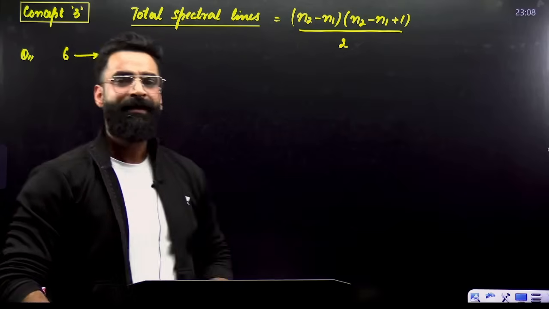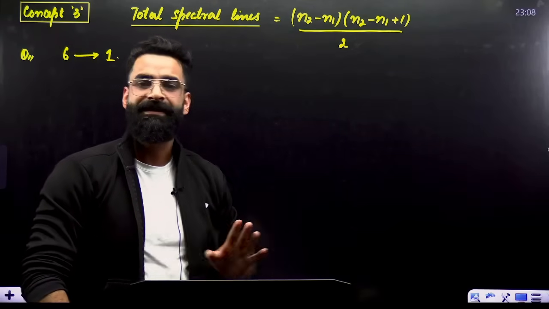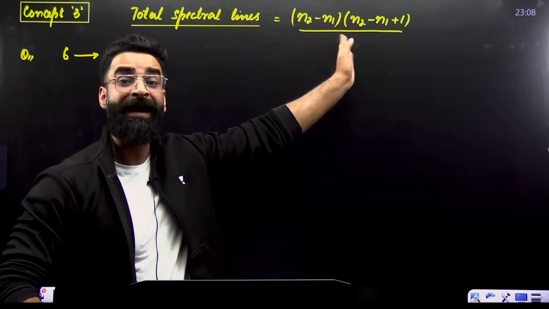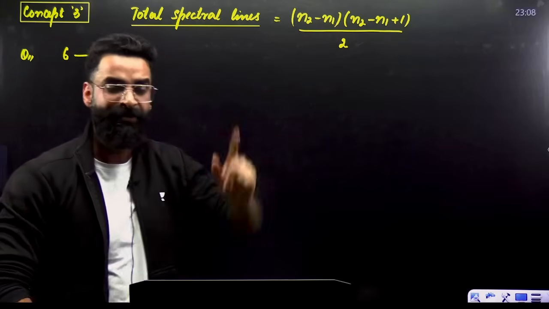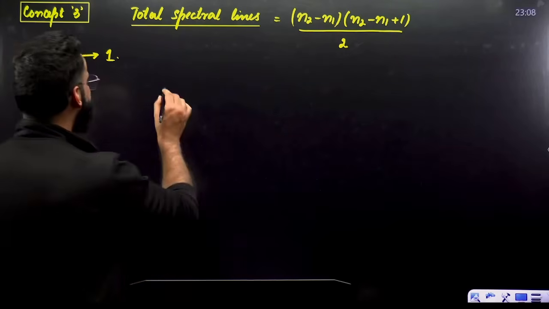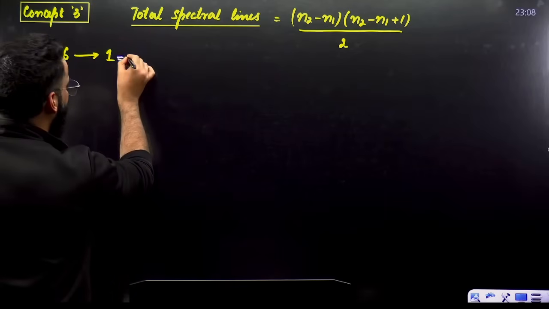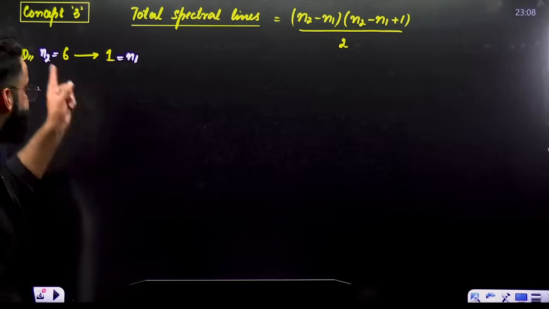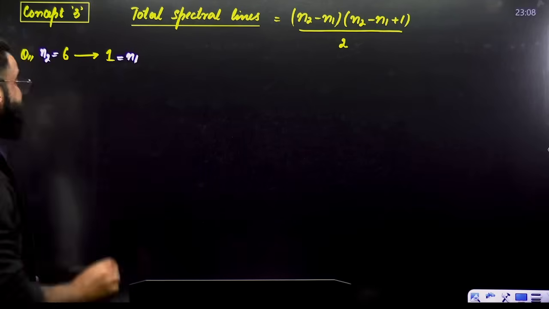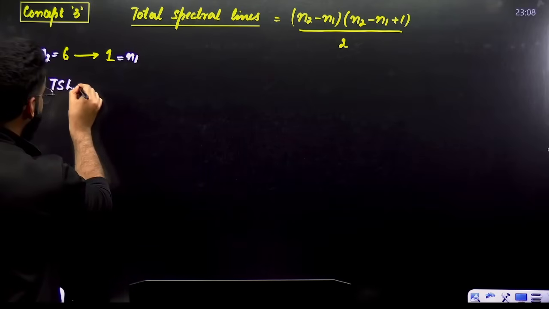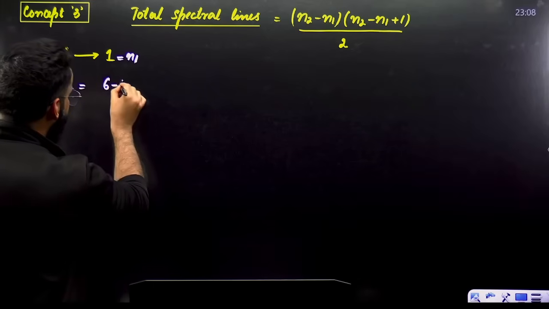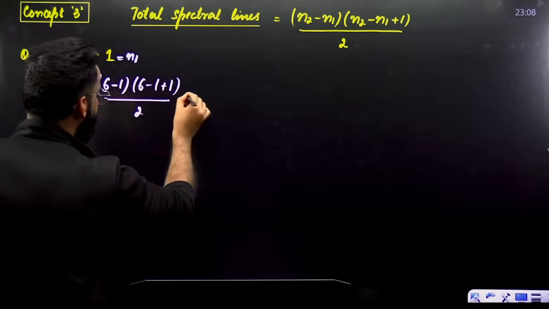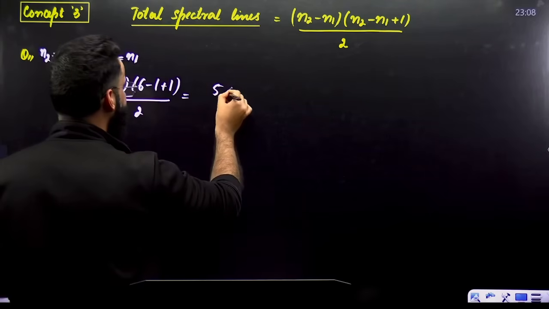Concept number 3. Calculate the total number of spectral lines. The total number of spectral lines is calculated by the formula (n2 minus n1) into (n2 minus n1 plus 1) divided by 2. Now you must be thinking, what is n2, what is n1? My dear students, n1 is basically your lower energy state, n2 is your higher energy state. For example, the electron is jumping from 6 to 1, right? How many total spectral lines are obtained? I would say total spectral lines would be equal to (n2 minus n1)(n2 minus n1 plus 1) divided by 2. So this is going to be 6 minus 1 is 5, right?